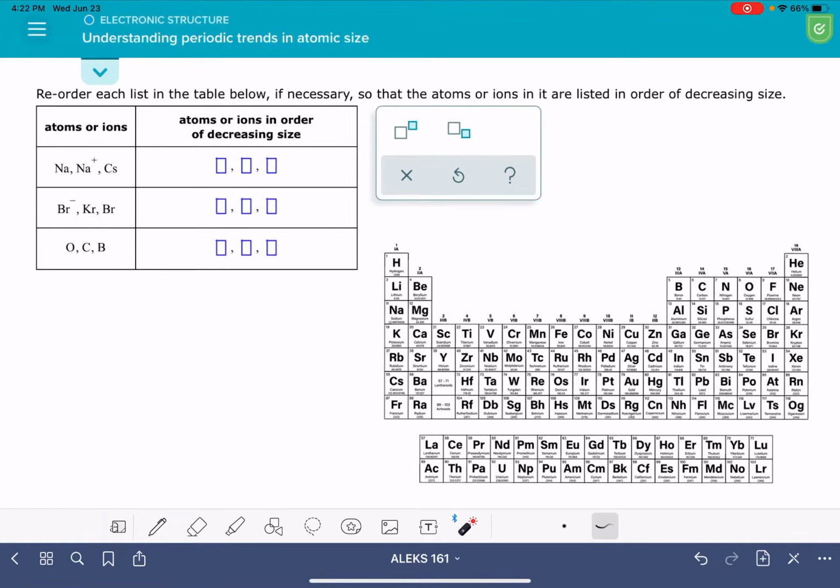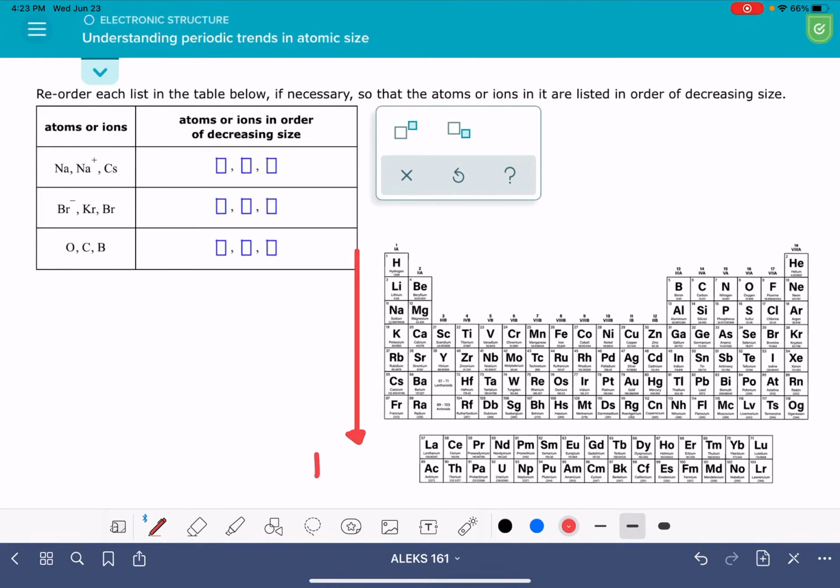In this video, I'll show you how to solve the ALEKS problem called Understanding Periodic Trends in Atomic Size. We're going to want to refer to a periodic table, so I have one handy for us right here.